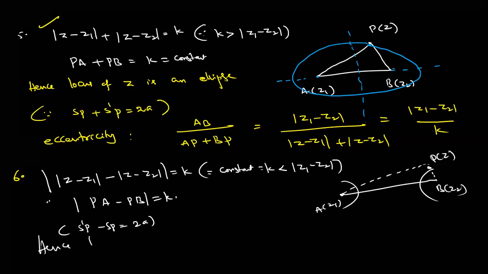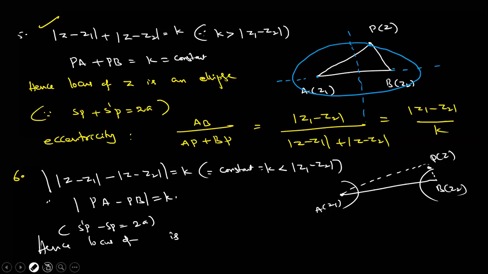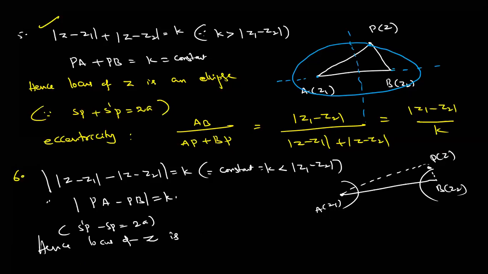Hence, locus of Z is a hyperbola. As usual, what is the eccentricity here? Formula same: Z1 minus Z2 by K. In this case, greater than 1 is coming. Check it.